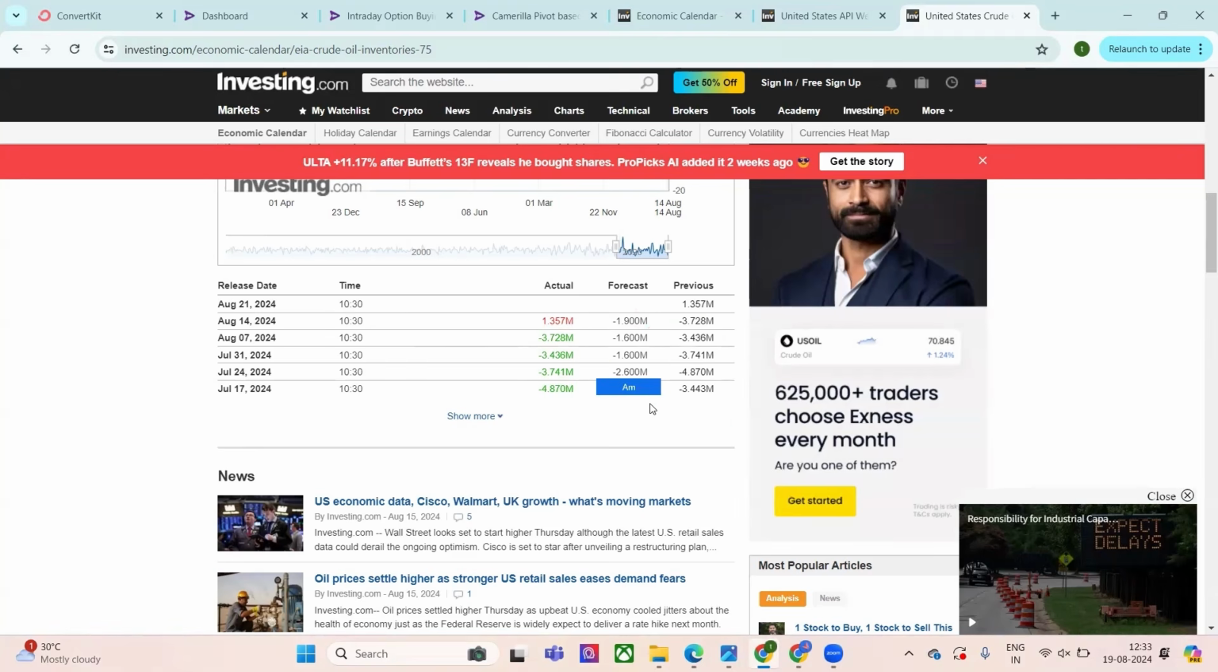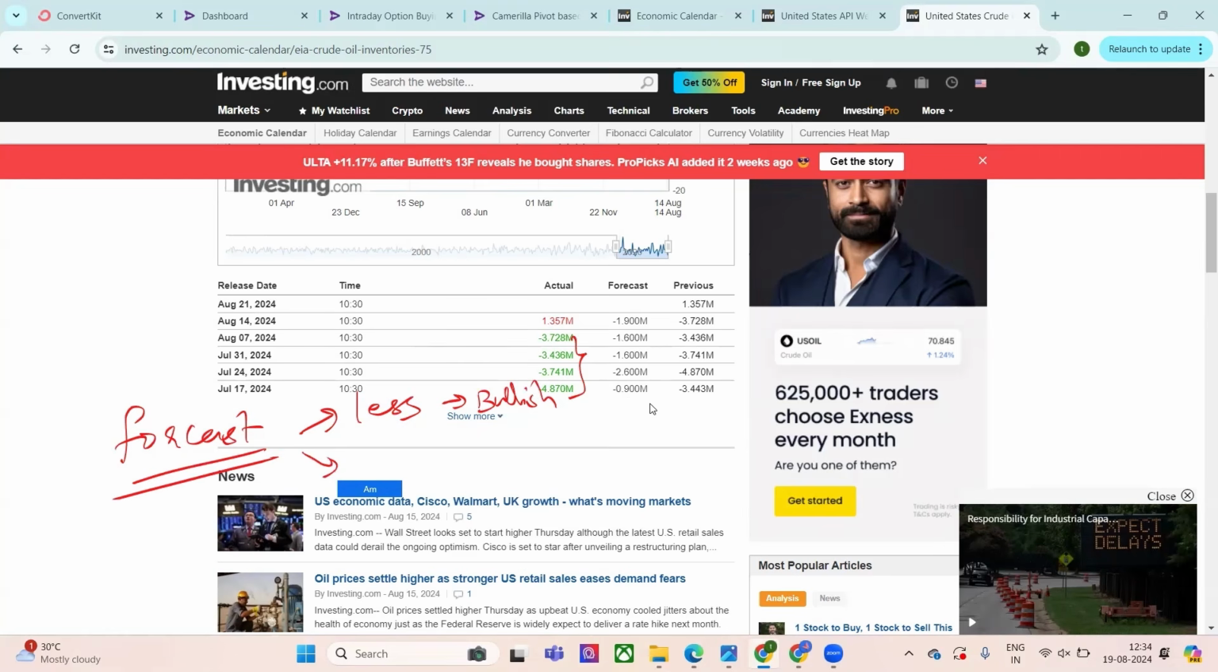So what you need to know is what a forecast is, that you will see there. If inventory is less than forecast, what does that mean? Bullish, so you will see green. If inventory is more than forecast, what does that mean? Bearish, so you will see red. Basically, this will tell you the demand supply equation. So I hope you understood how you get this.